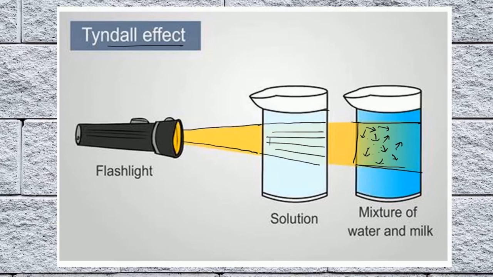If you are going to light a solution, you will not see the beam of light because it is transparent. While in the mixture of water and milk, which is a colloid, you will see that the beam of light is visible and the light is scattered.